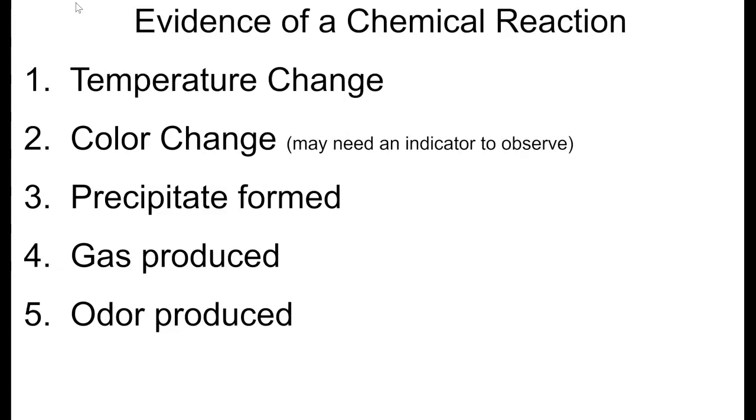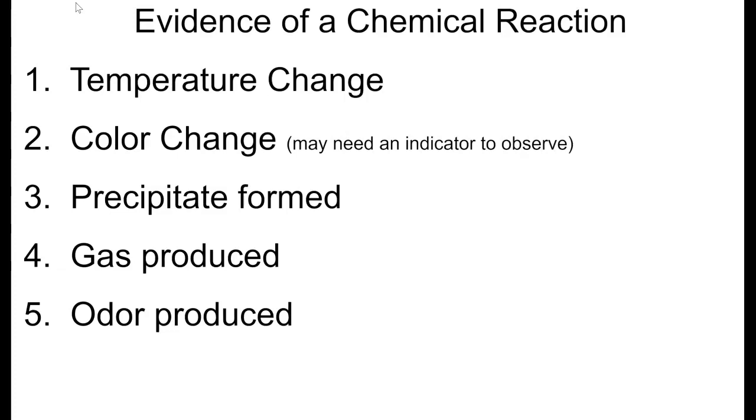A precipitate is formed. A precipitate is when I put 2 liquids together and a solid comes out of that solution. So putting 2 liquids together that don't have any solid particles floating in them, and when I combine them, I form a precipitate. We will also be looking at this a little bit deeper later on in the unit.